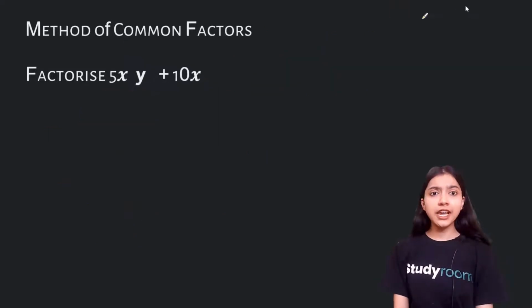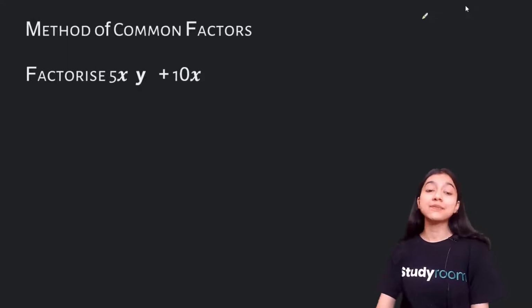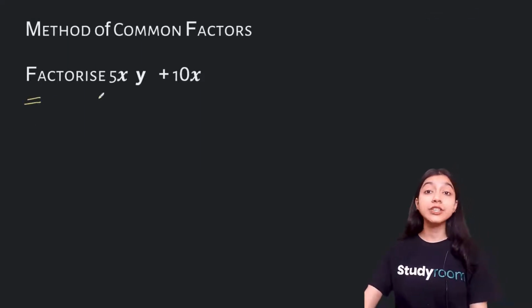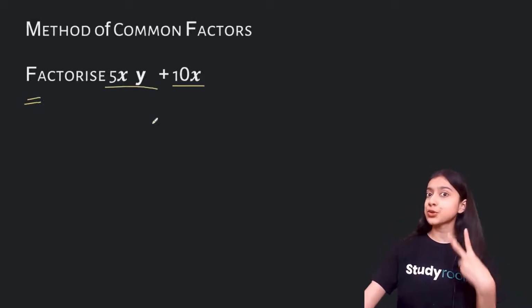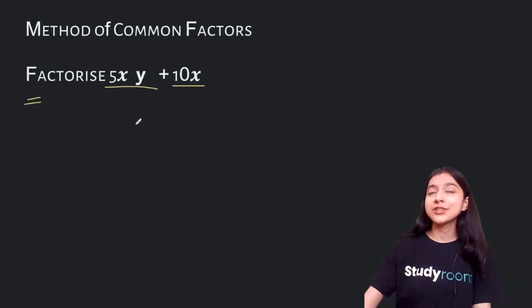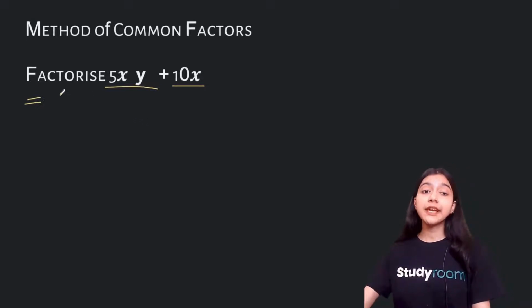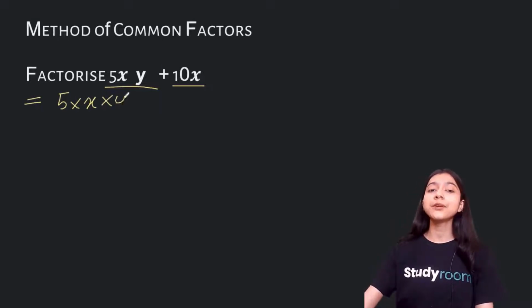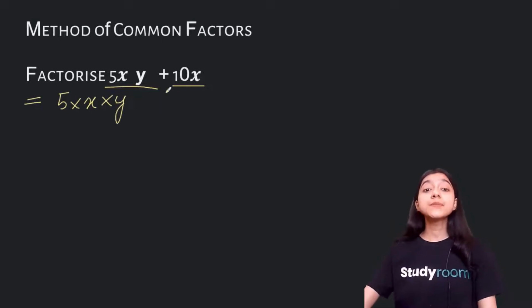Let's try solving another problem with the same method, that is the method of common factor. The question given to us over here is an algebraic expression, that is 5xy plus 10x. That means we have 2 terms. Now, let us write it as a product of its irreducible factors. So 5xy can be written as 5 multiplied with x multiplied with y. And then the next term is plus 10x. So this can be written as plus.